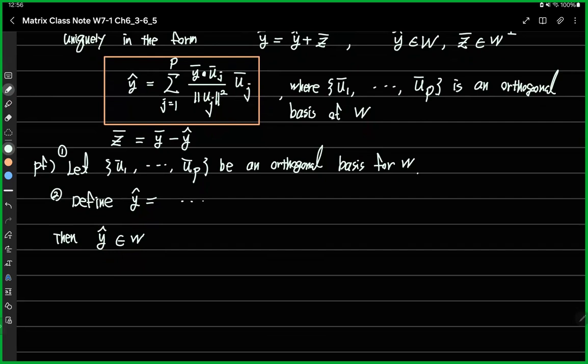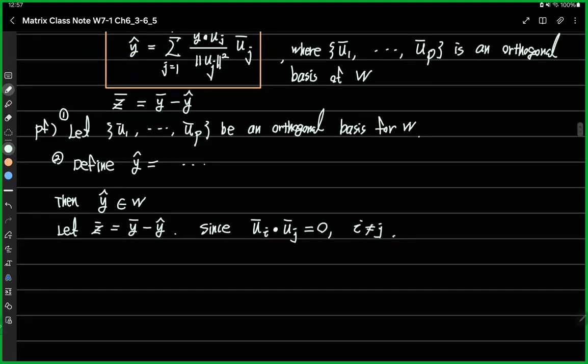And next, let's say z is equal to y minus y hat. Since u1 through up are orthogonal, that is, u_i dot u_j equals 0 for i not equal to j, we're going to use this orthogonality property. So z dot u1 equals z is y minus y hat, y minus y hat dot u1.